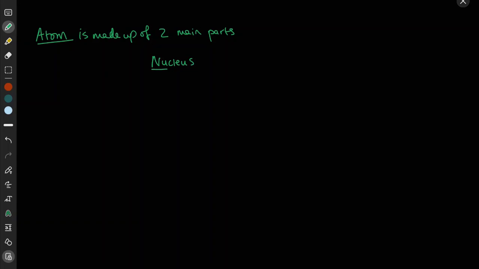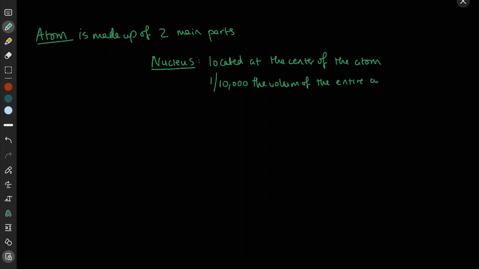The nucleus of the atom is located at the center of the atom, and it's actually really tiny relative to the atom as a whole. In fact, the nucleus is only 1/10,000th the volume of the entire atom. The other important thing about the nucleus is that it houses the protons and the neutrons. These are two of the three subatomic particles, and they are found within the nucleus of the atom.